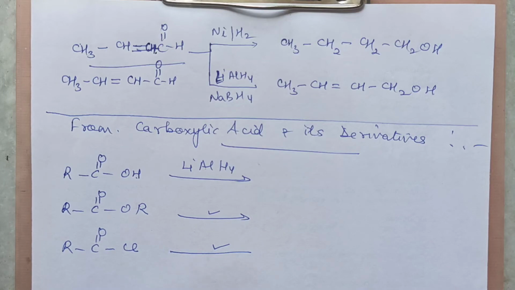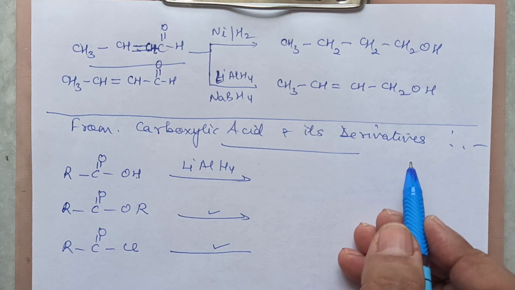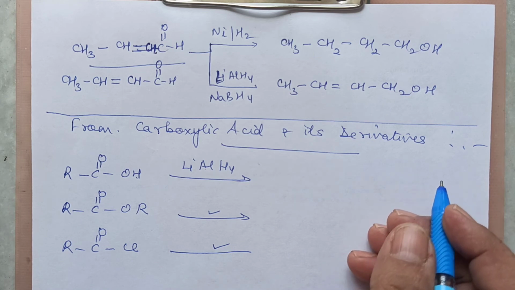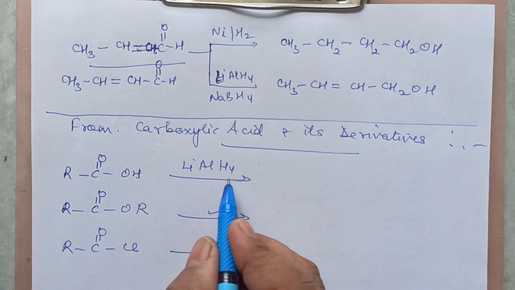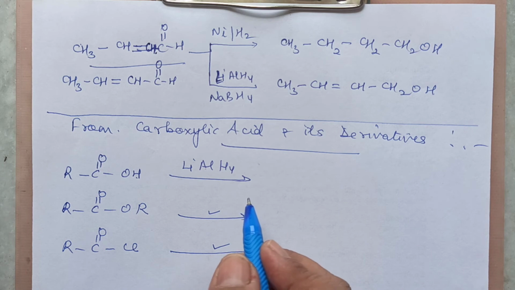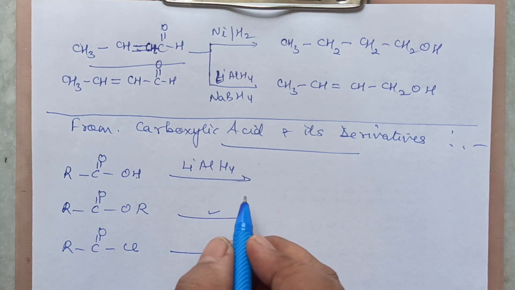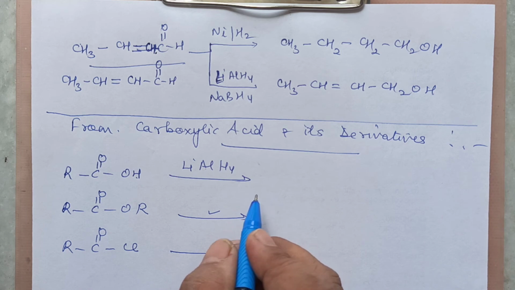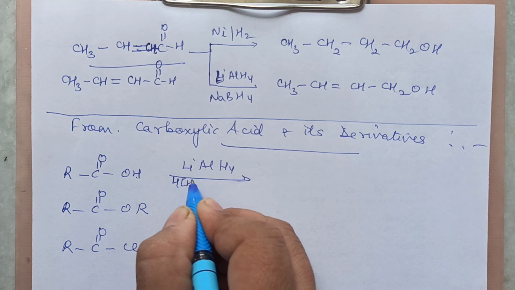Another reaction is from carboxylic acid and its derivatives. How can we prepare alcohol? So this is also reduction. We carry out the reaction in the presence of lithium aluminum hydride; sodium borohydride will not be preferred because it will not give the reaction. Lithium aluminum hydride is preferred, so we use this one. This gives 4 hydrogens, 4 nascent hydrogens.